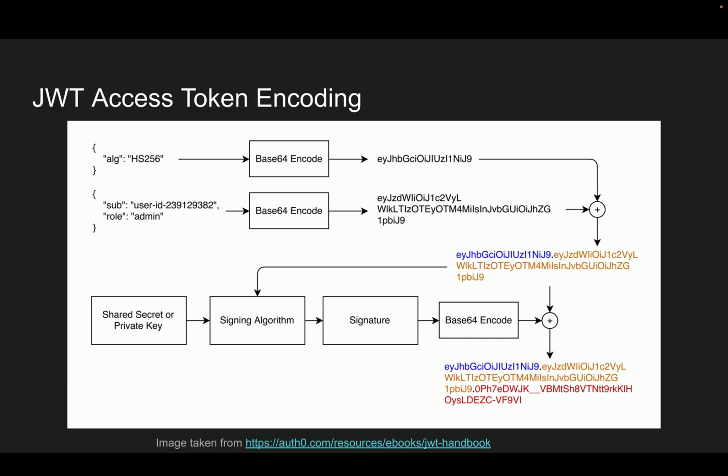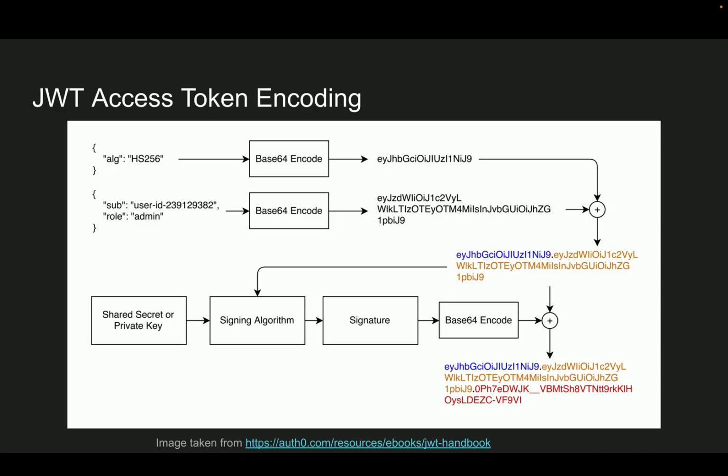So what we do is we create this header and we create this data. We base64 encode both of these things and we append them using a dot. We have some shared secret key, or we may have a private key and public key pair. We use that private key and some signing algorithm. The signing algorithm should be the same as the one we specified in the header. Using that, we sign the data. We encode this signature in base64 representation, and we add that signature also at the end of the data, separated by a dot. So this is our access token. We send this access token back to the client application. The client application sends this access token to the resource server.